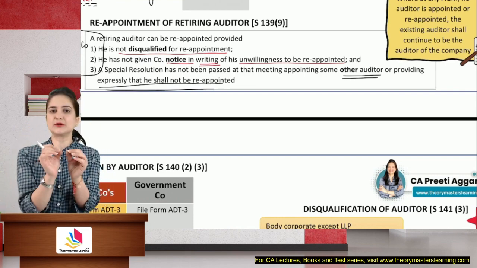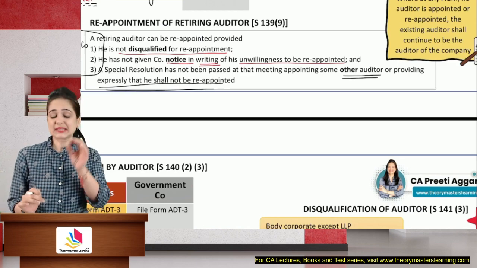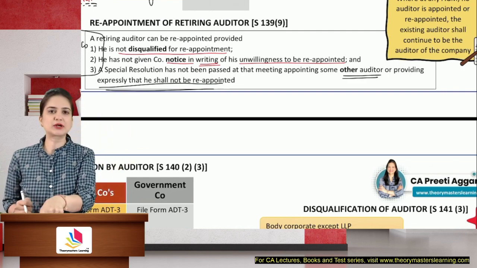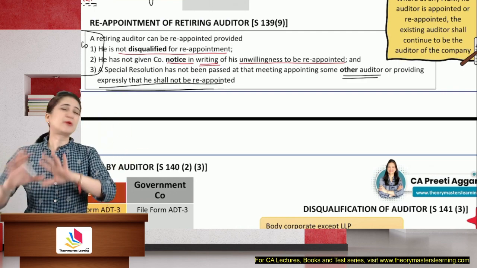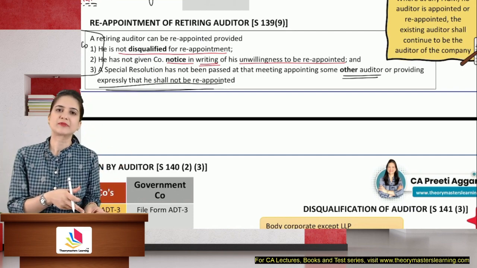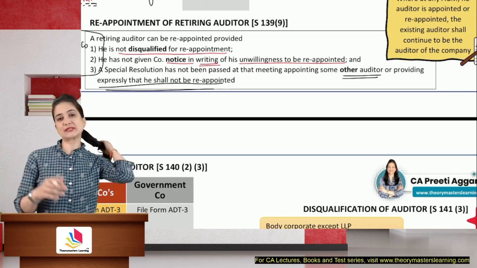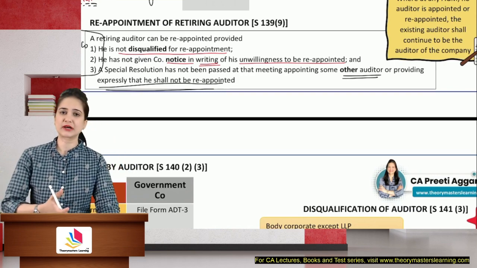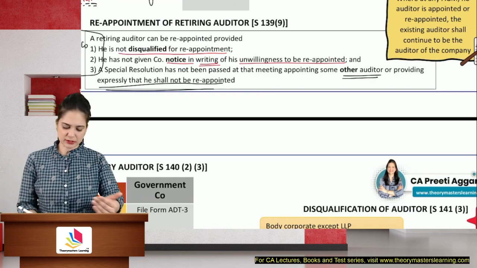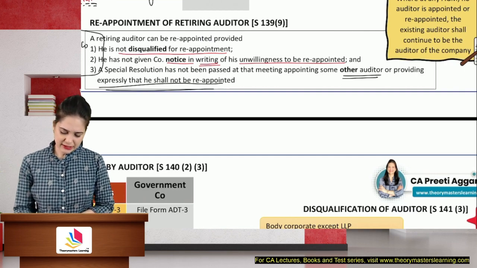A special resolution has been passed in the general meeting asking the company to appoint someone else instead of the current auditor, or you are saying appoint any other person except this current firm or current auditor. So indirectly you are asking the company to appoint someone else instead of the current auditor. In that case, the current auditor, or the retiring auditor, cannot be reappointed. So that is section 139 subsection 9.